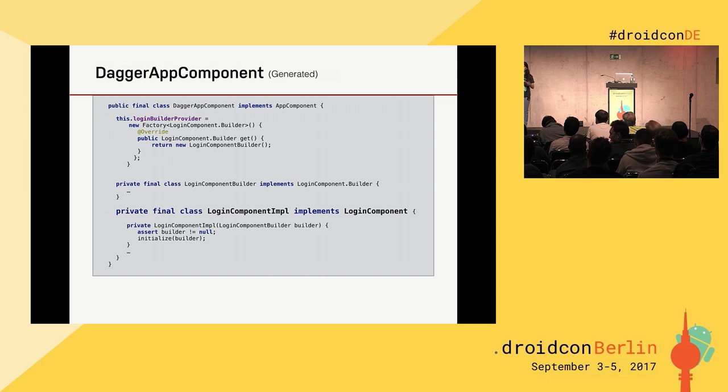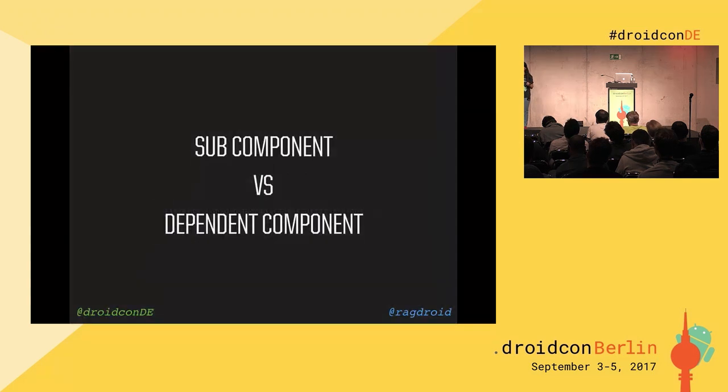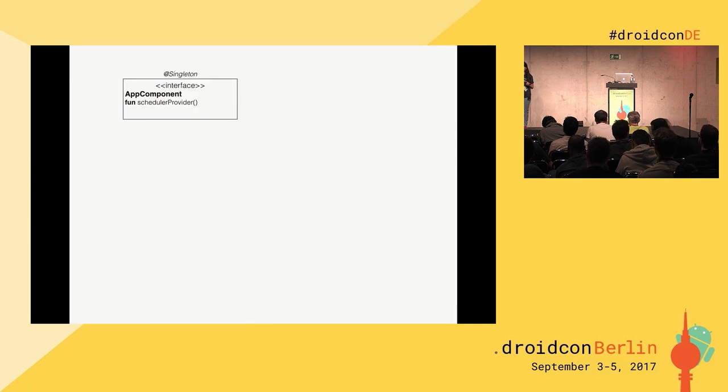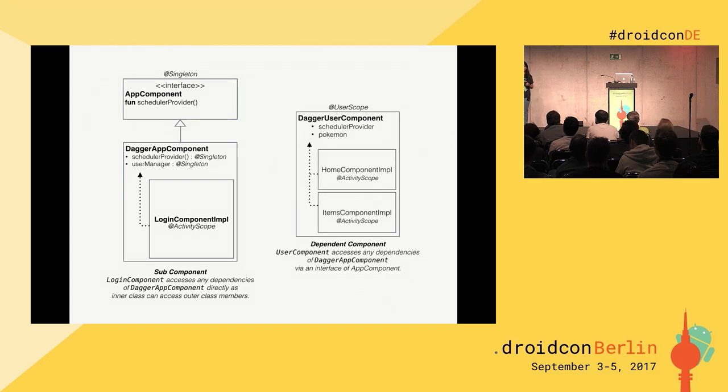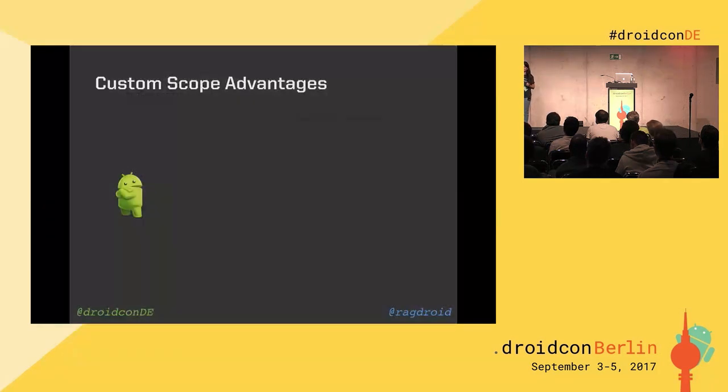Whereas Dagger user component is totally different. If that one needs any dependency, it is going to use it via the interface. So let's look at the difference now. We have Dagger app component, and it is the same thing. Login component impl gets generated, which is an inner class of Dagger component. And then we have user component, and it can get the scheduler provider from the app component interface.